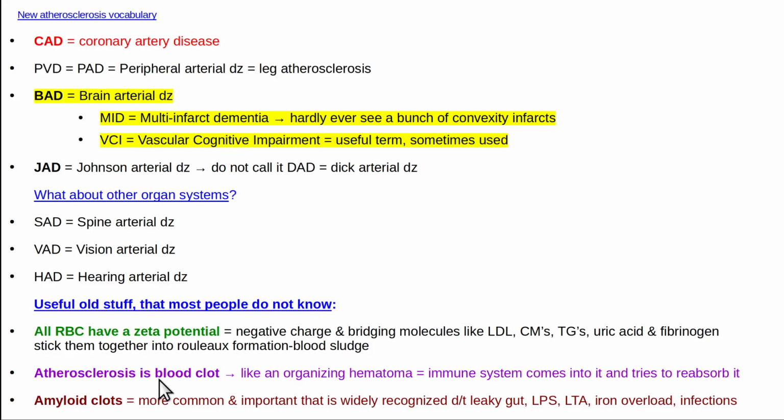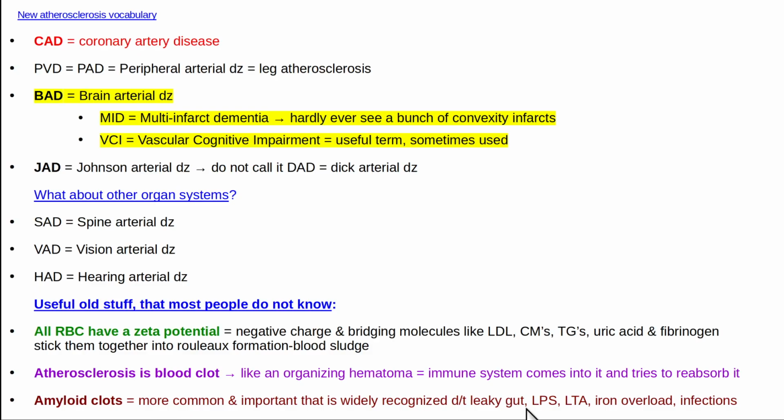Atherosclerosis is a blood clot. 99.9% of doctors don't know that, but you need to know that to make sense out of atherosclerosis. It's like an organizing hematoma, in the sense that the immune system comes into the atherosclerotic blood clot and tries to reabsorb it, and also brings in fibroblasts and other tissues and puts in fibrous tissue, scar tissue. Then there are amyloid clots. That's a distortion of the secondary structure of fibrinogen, the blood clotting protein, from alpha helix, which is like a cylinder, a slinky, to becoming flat like a deck of playing cards. That's beta pleated sheet secondary protein structure, and that causes it to stick together with itself and precipitate, which means clot. That's way more common and way more important than is widely recognized.